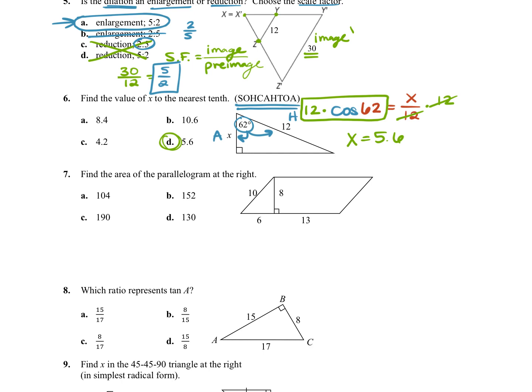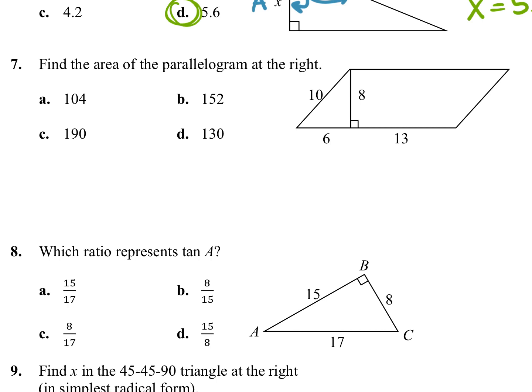All right, number 7. Pay attention to what they tell you it is. This is a parallelogram. What's the area formula for a parallelogram? Base times height. What do you use as your base? The 6? No, the 13. 19. Oh, you add them together. This whole thing. So make sure you use the whole base.